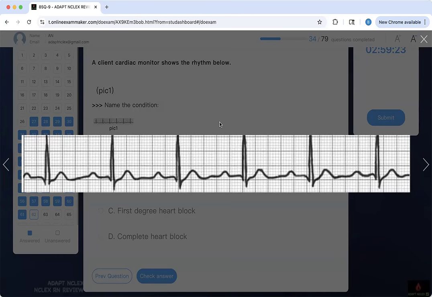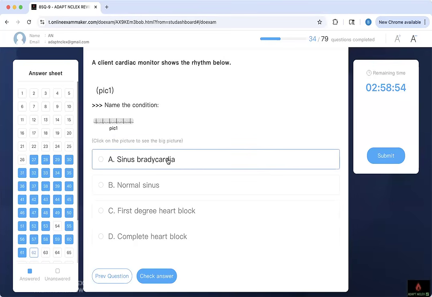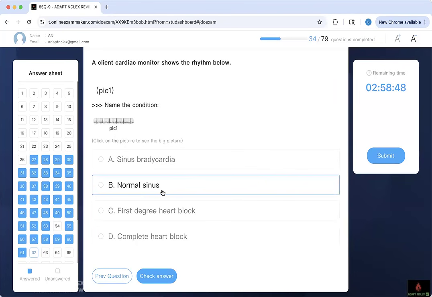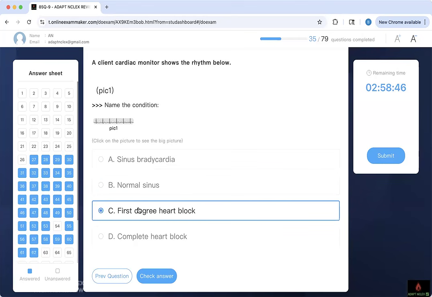See if the rhythm is sinus. I can see from here to here, here to here, here to here is sinus. I see P waves everywhere. The QRS looks fine. But what is wrong with this? You can see the PR interval is long. That's the only problem with this EKG. Otherwise, this is a normal EKG. Therefore, I know it's sinus rhythm, but it's not normal sinus rhythm. It's a first degree heart block.